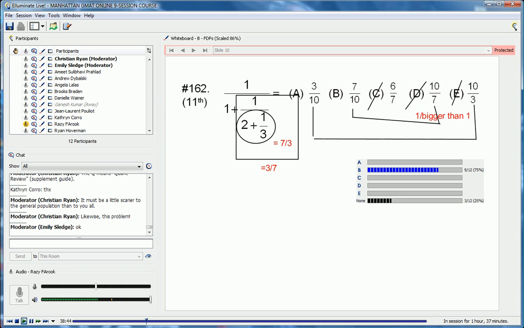And then when you add 1 to that, you get 10 over 7. You convert 1 into a fraction, which is 7 over 7. So you have the common denominator, plus 3 over 7, which is 10 over 7. And then 1 over 10 over 7 would be the same as 1 multiplied by the inverse of 10 over 7, which is 7/10. And that gives you the answer B.